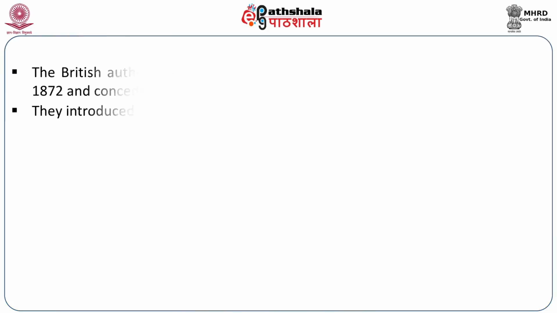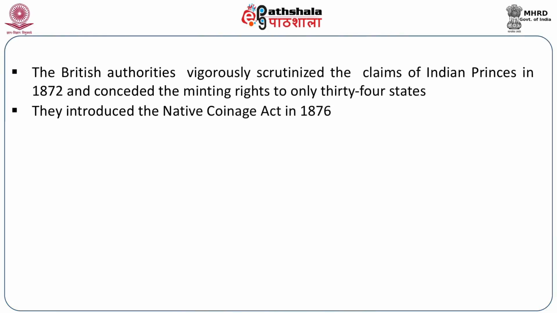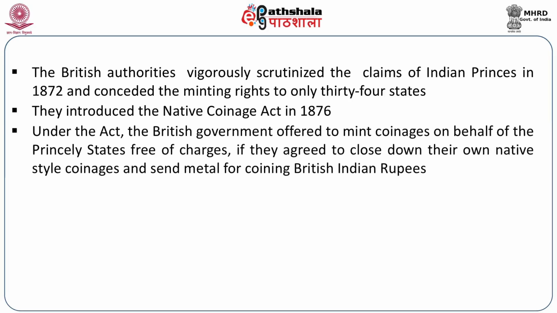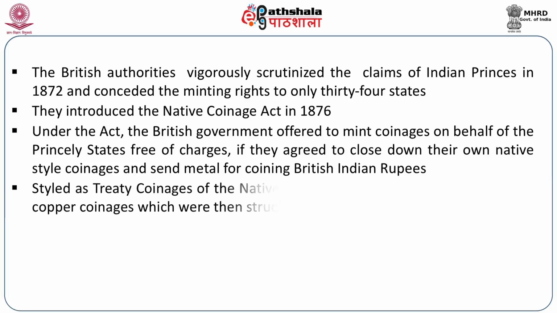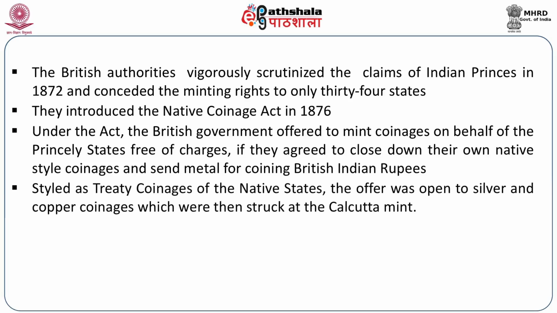The British later introduced the Native Coinage Act of 1876. Under this act, the British government offered to mint coinages on behalf of the princely states free of charge if they agreed to close down the native mint and native style coinages and send the metal to the British mints of Bombay and Calcutta for issuing British Indian rupees. Styled as the treaty coinages of native states, the offer was open only for silver and copper coinages.